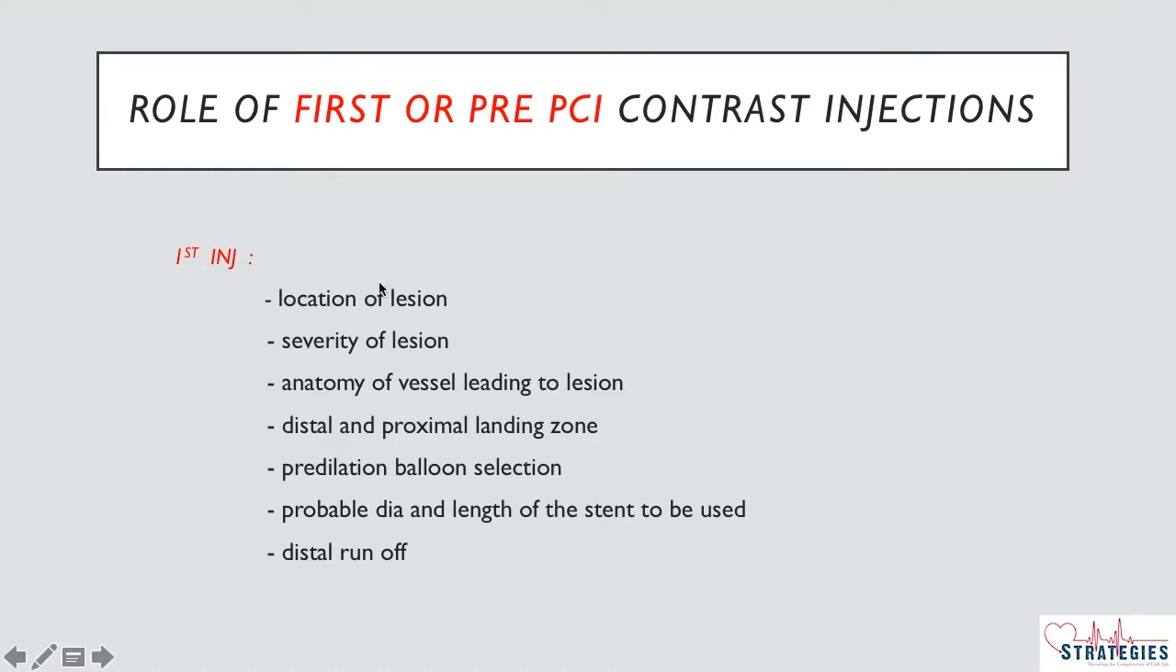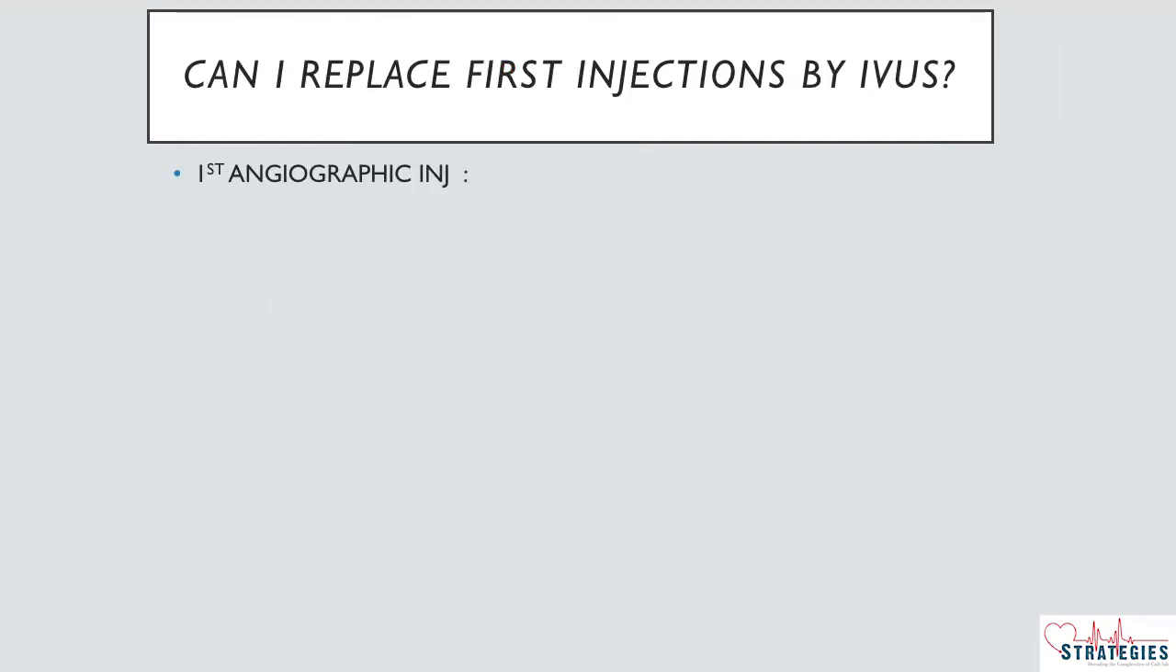It's basically location of the lesion, severity of the lesion, anatomy of the vessel leading to the lesion, distal and proximal landing zones identification, pre-dilatation balloon selection, probable diameter and length of the stent to be used, as well as distal runoff. So these are the issues which I want to know with my angiography. Now I'll try to explain, can I replace my first injection with intravascular ultrasound?